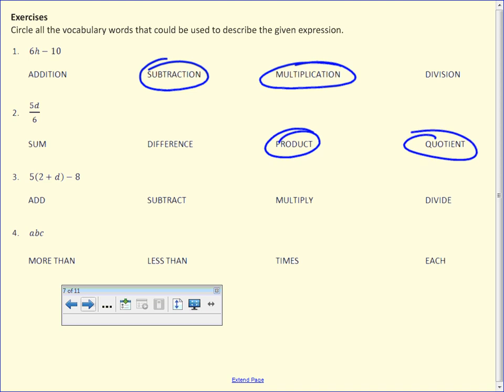Product and quotient. What about number 3? What operations do we see in number 3? I think it would be easier to say what operations we don't see in this one. But what do we see in this one? What operations are there?